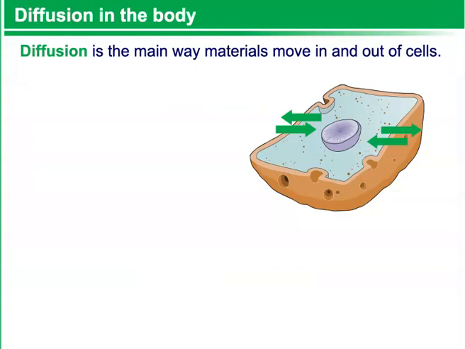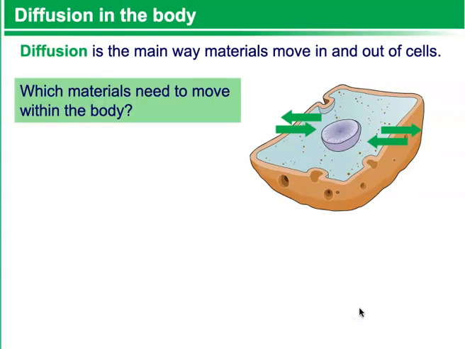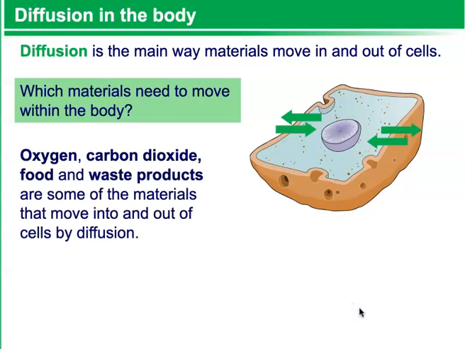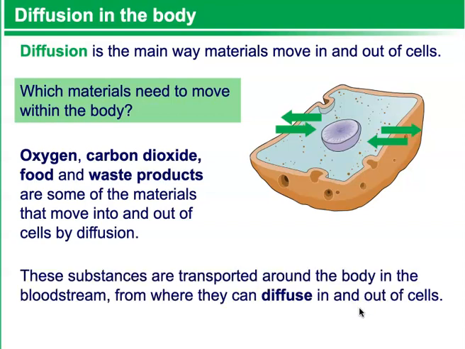Diffusion in the body. Diffusion is the main way materials move in and out of cells. So which materials do we need to move within the body? Oxygen, carbon dioxide, food, and waste products are some of the materials that move into and out of cells by diffusion. These substances are transported around the body in the bloodstream. From there, they can then diffuse into and out of cells.